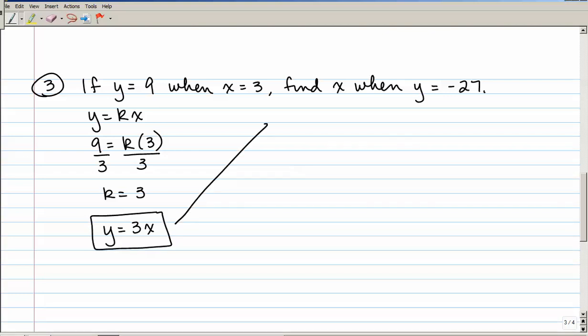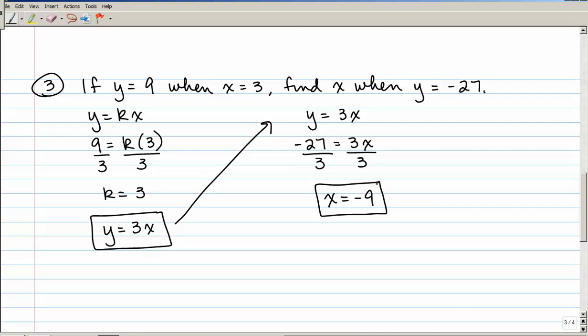And we're going to use that to address the second part of the statement, to find x when y is equal to negative 27. So y equals 3x. When y is negative 27, 3 times x. Divide both sides by 3 to solve for x. And x is equal to negative 9.